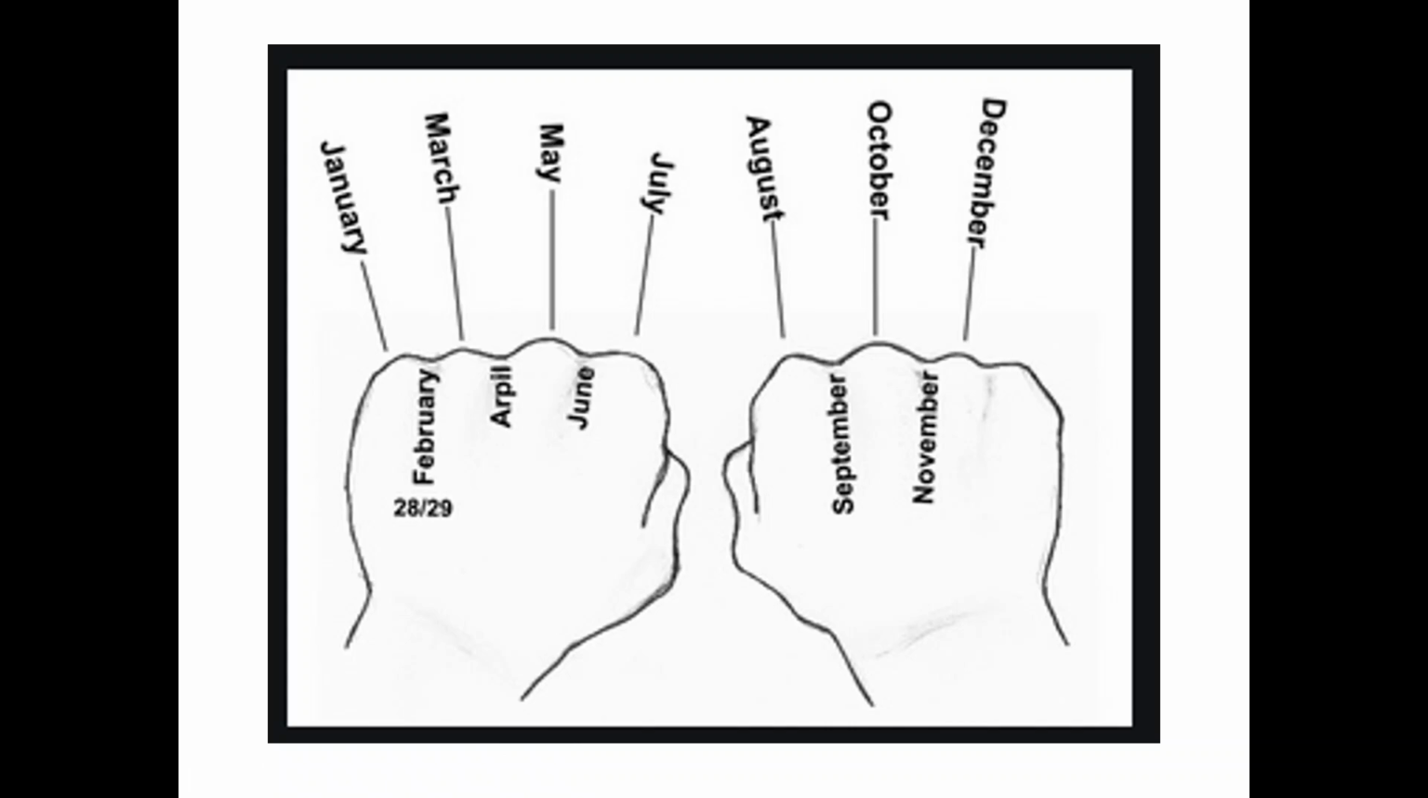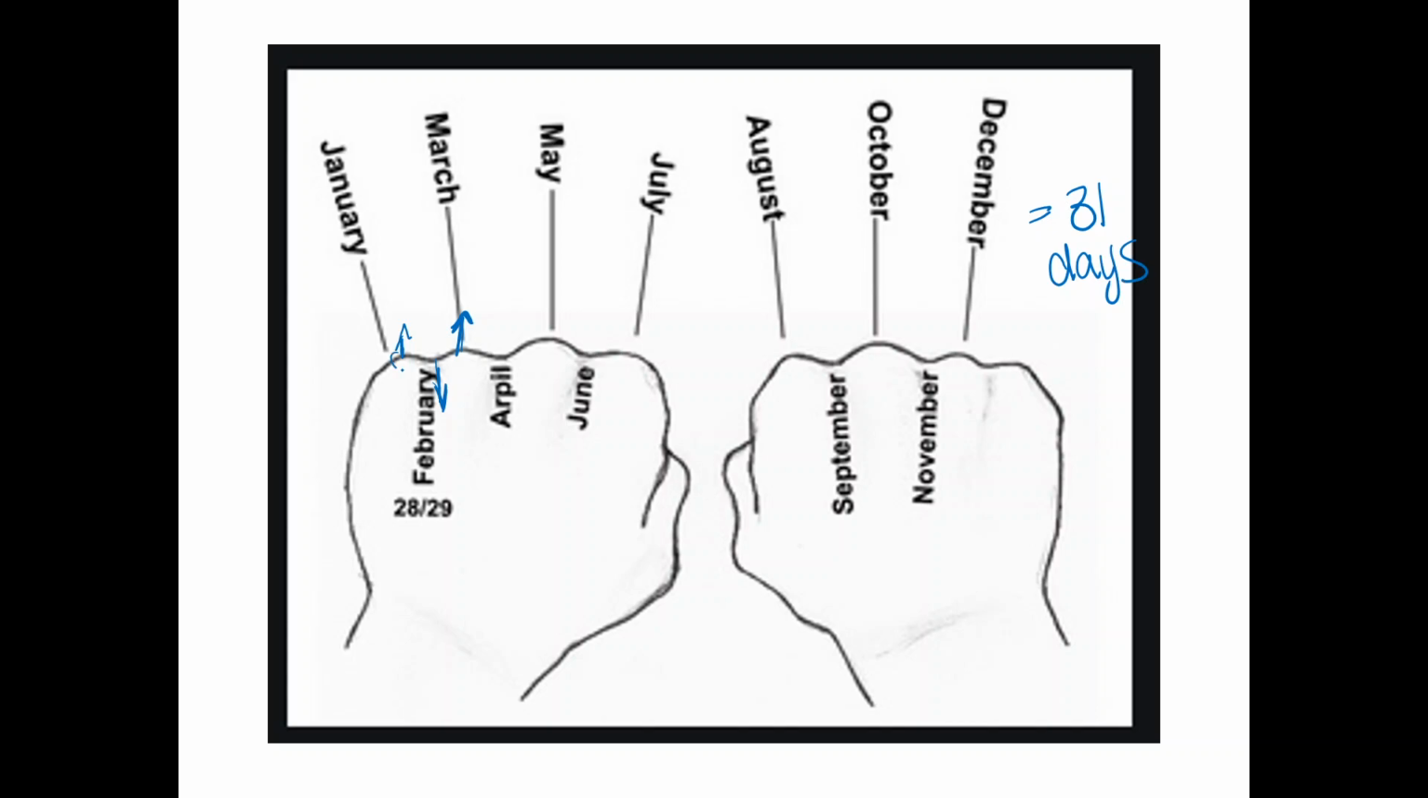Hopefully you all know how many days are in each month, but this is just a trick if you don't. If you hold your hands out in front of you, looking at it like this picture is, you can see that there's what I call up knuckles, and then these indentations between your fingers. Every time you have an up knuckle, this means that there's 31 days in those months.